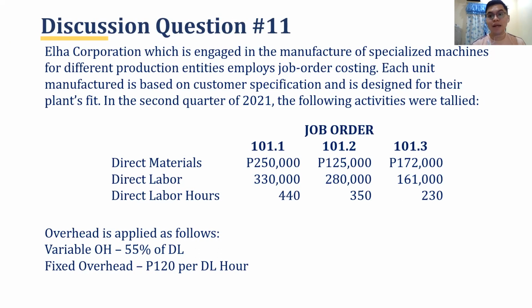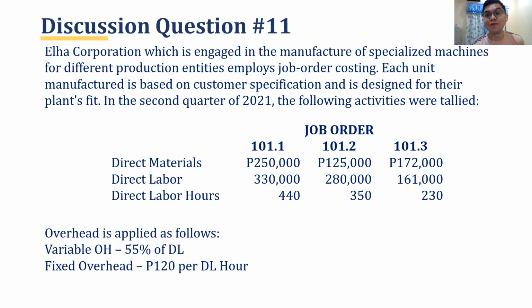Ito, for discussion number 11, let me read to you. Ella Corporation, which is engaged in the manufacture of specialized machines for different production entities, employs job order costing. So each unit of manufactured item is based on customer specification and is designed for their plant's fit. So, kumbaga, no two outputs are exactly the same. So, yun yung parang concept of employing job order costing.